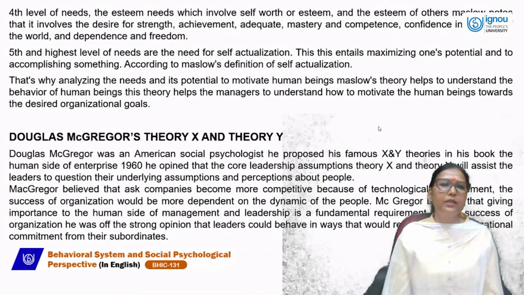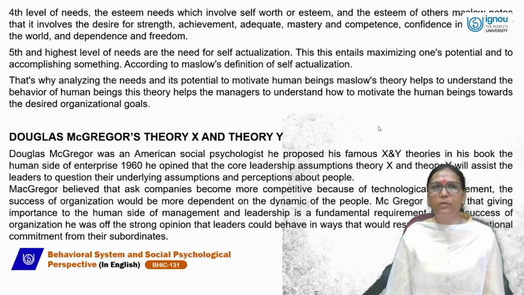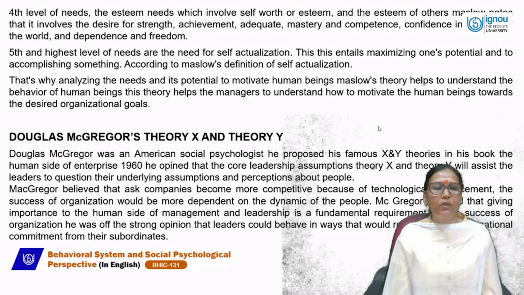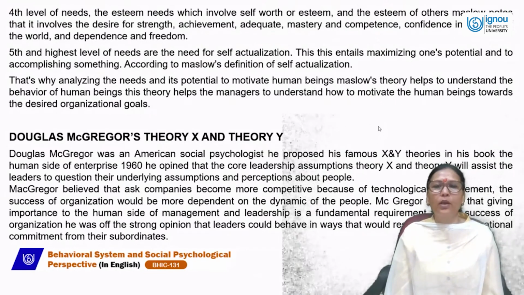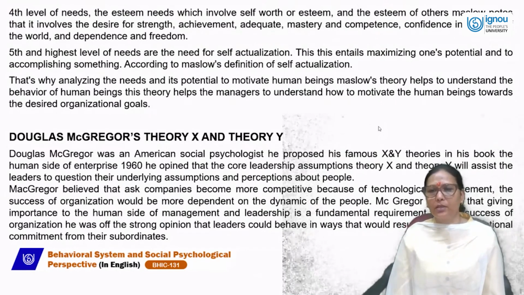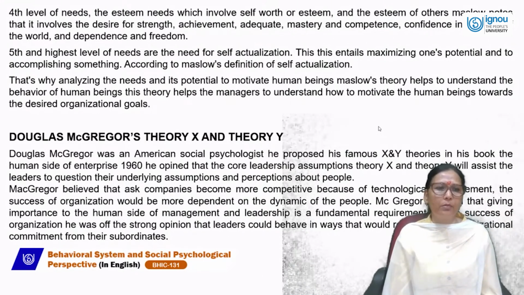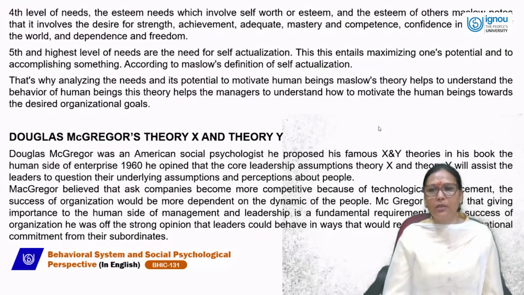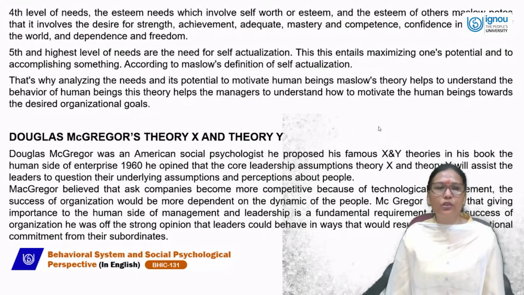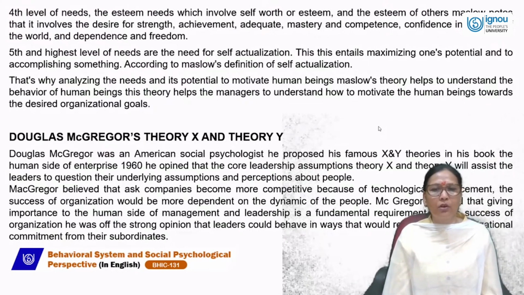The fourth level of needs is the esteem need, which involves self-worth or self-esteem and the esteem of others. Maslow notes that it involves the desire for strength, achievement, adequate mastery and competence, confidence in the face of the world, independence and freedom. The fifth level is the need for self-actualization. This entails maximizing one's potential and accomplishing something, according to Maslow's definition of self-actualization.